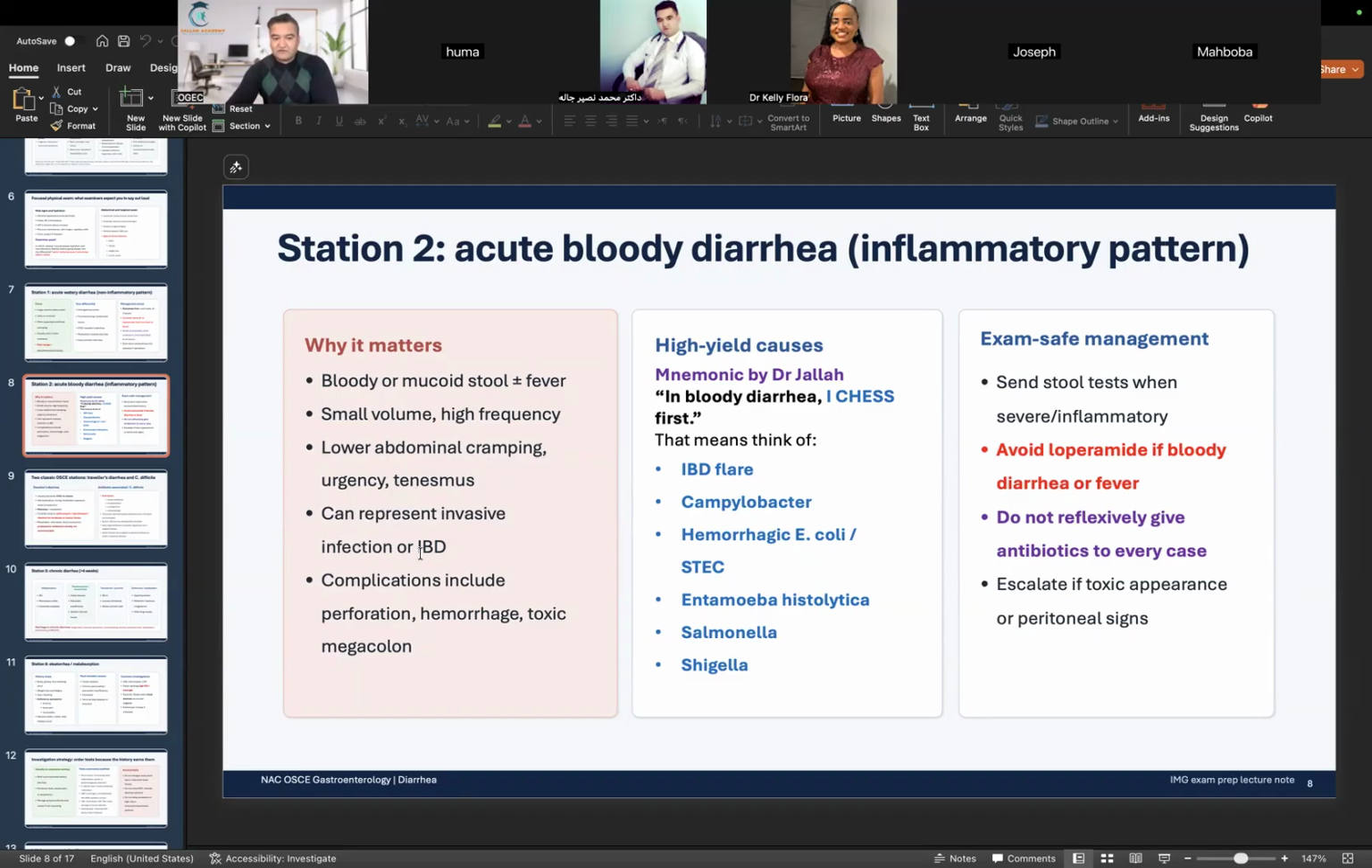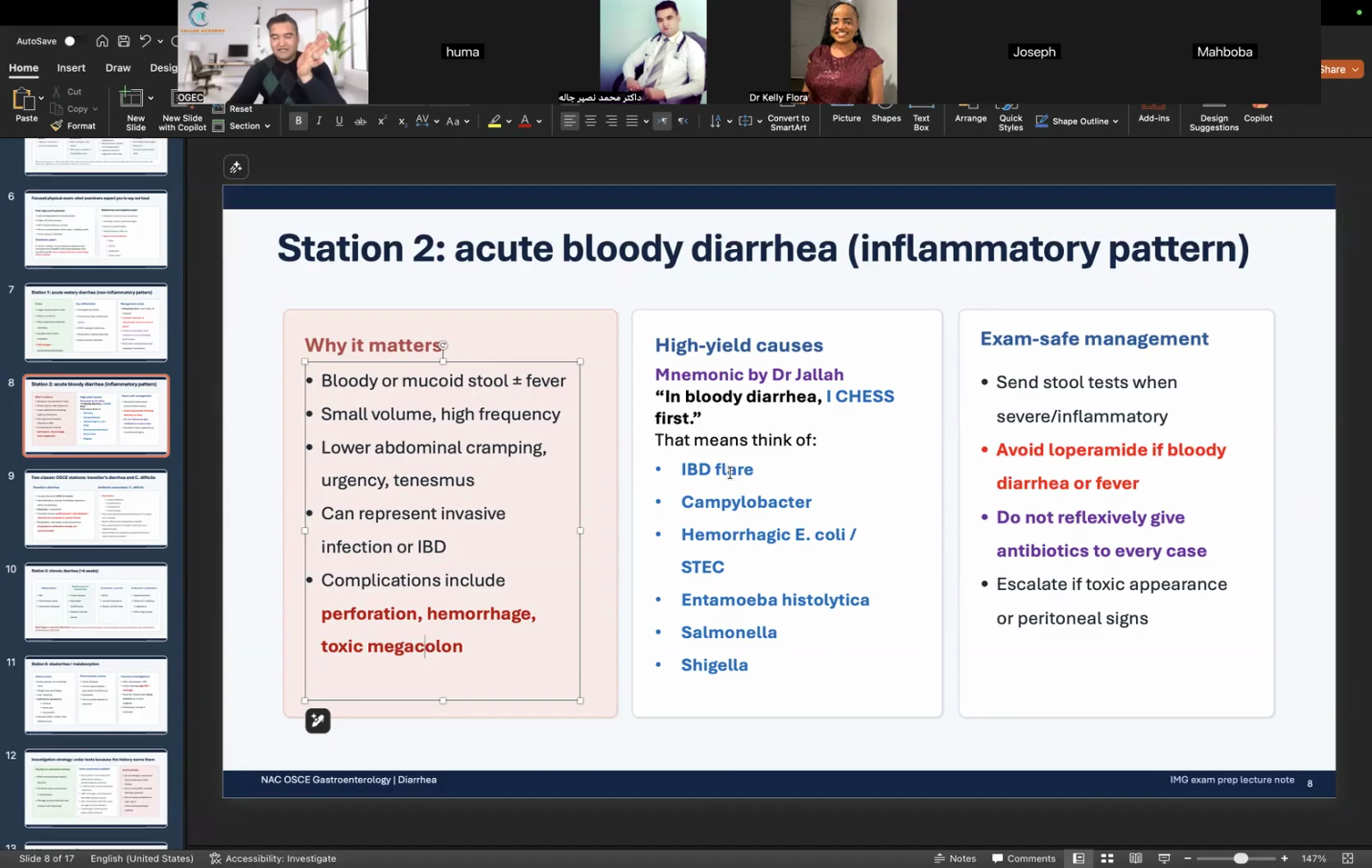It can represent invasive infection or IBD. Complications include perforation, hemorrhage, and toxic megacolon. These are the complications, and for those of you who are preparing for the MCQ one, these could be in your question as well. So, high yield causes: there is a mnemonic which is also mentioned in the Toronto Notes, which is CHESS. I just added IBD, so I stands for IBD flare-up. These are the high yield causes for bloody diarrhea.